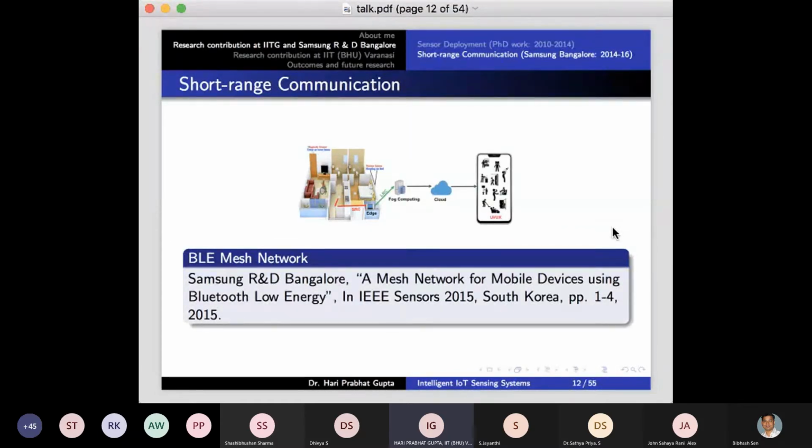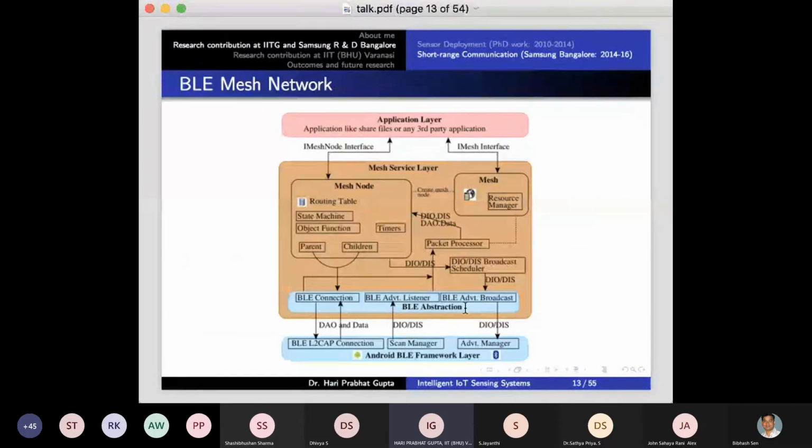We propose a BLE mesh network. This work is published in the IEEE Sensors 2015 conference. The novelty and the beauty of this solution is that the devices are mobile, not static. Samsung designed a mesh network for smartphones, tablets, and laptops, where the devices are moving here and there. We are not able to assume that these sensors are static.